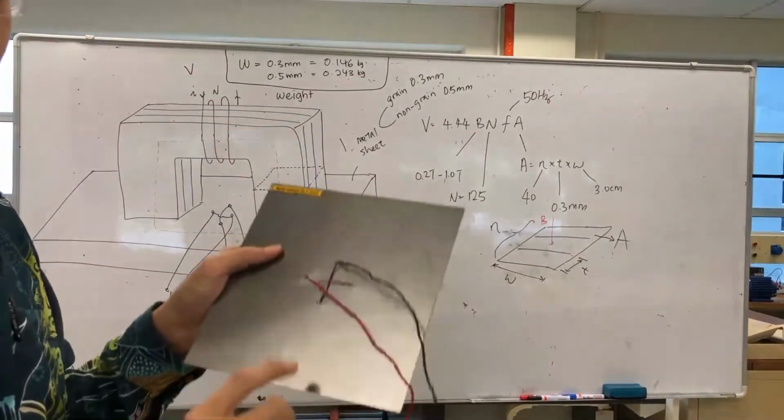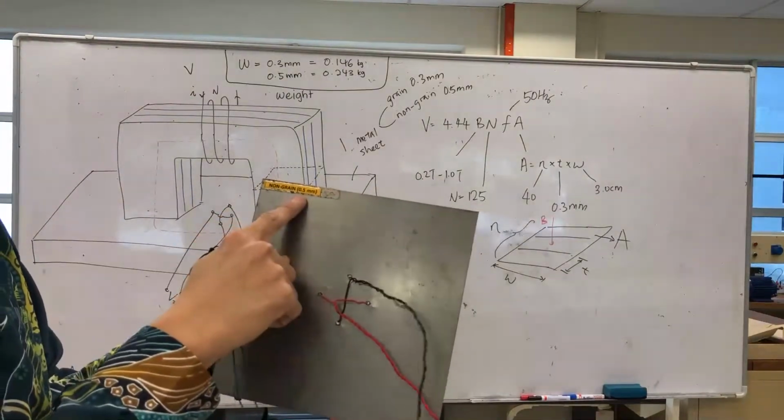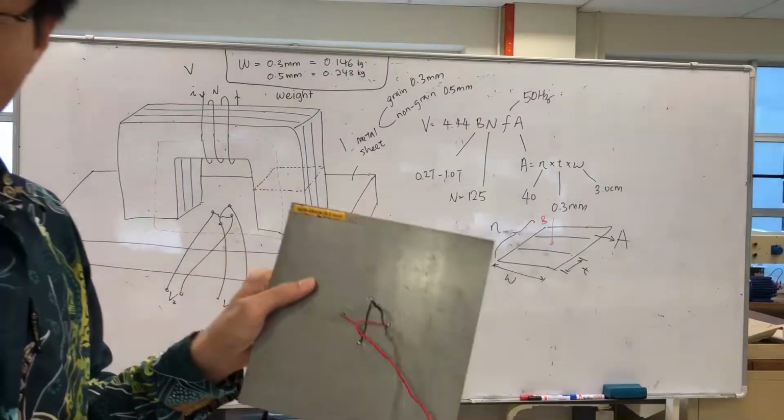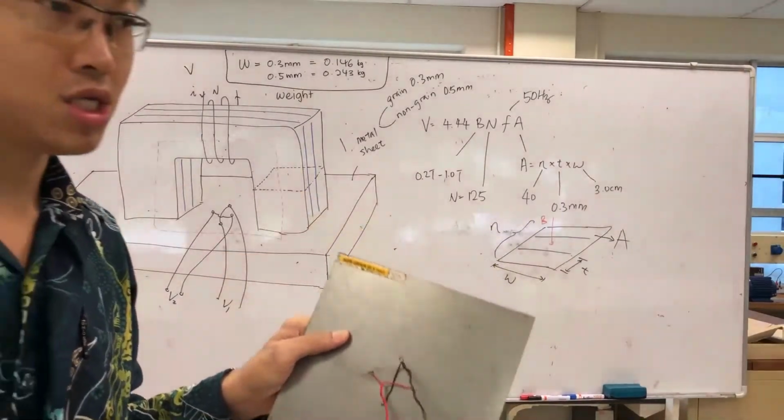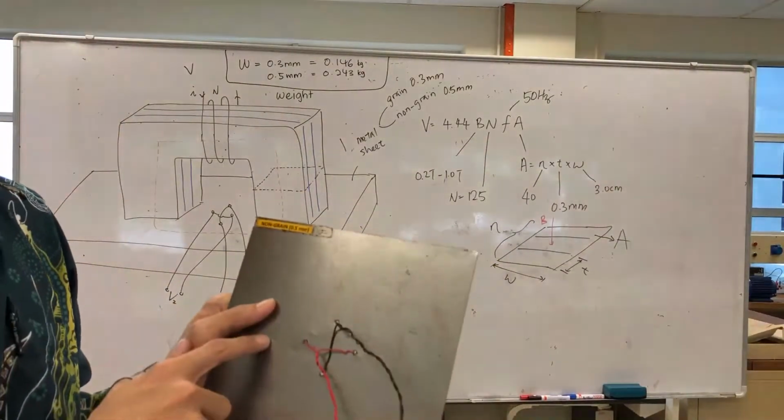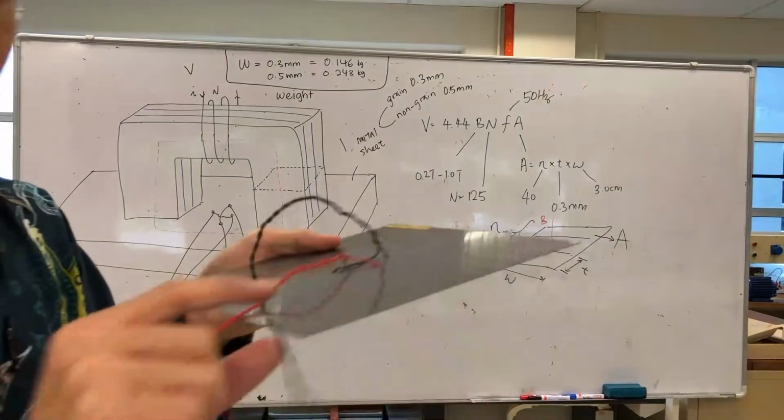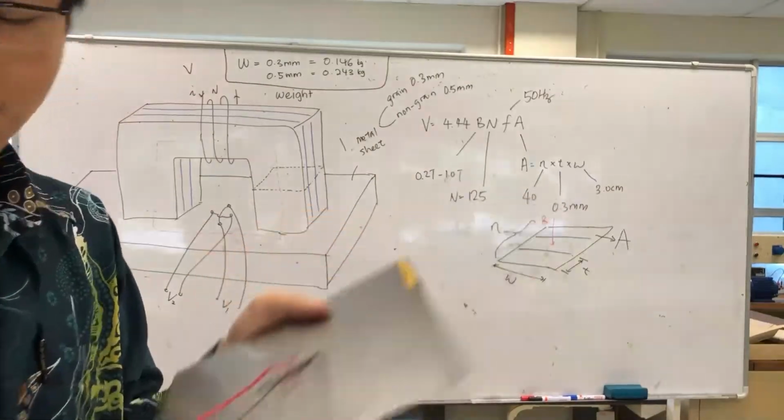This is the metal sheet. We have a non-grain metal sheet with a thickness of 0.5 mm. We also have one metal sheet which is grain-oriented with a thickness of 0.3 mm.